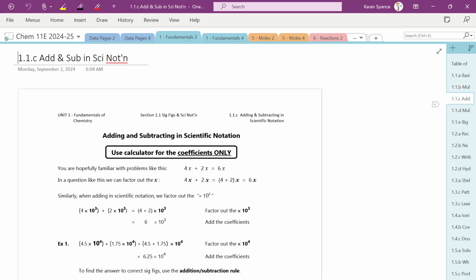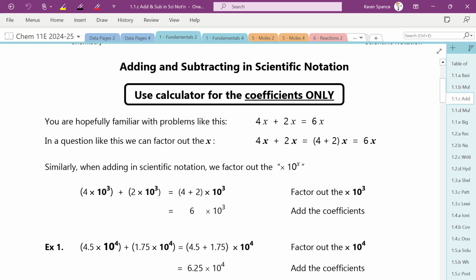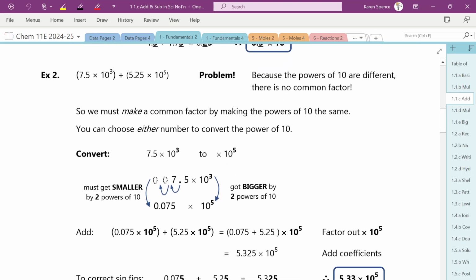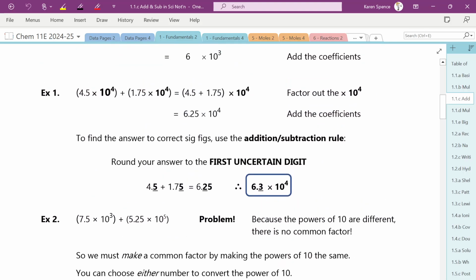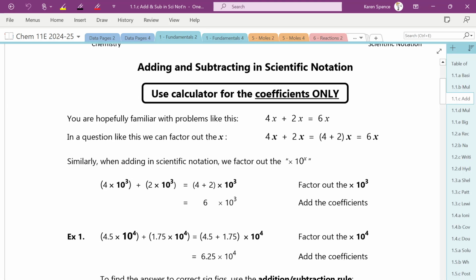Okay. Adding and subtracting in scientific notation. You don't have to do a lot of this. So quite frankly, if you never get this, it's not like the end of the earth. This is now on page 12. Okay. Adding and subtracting in scientific notation.